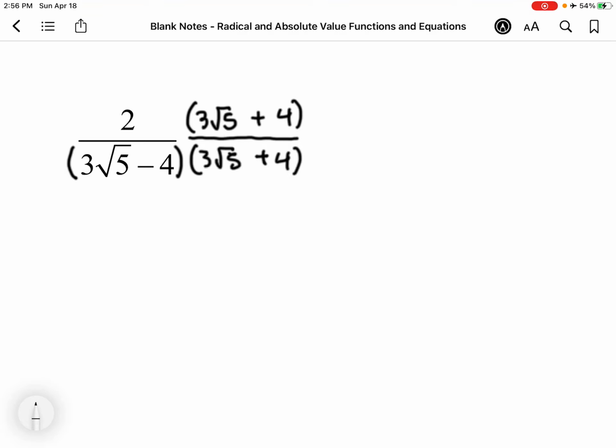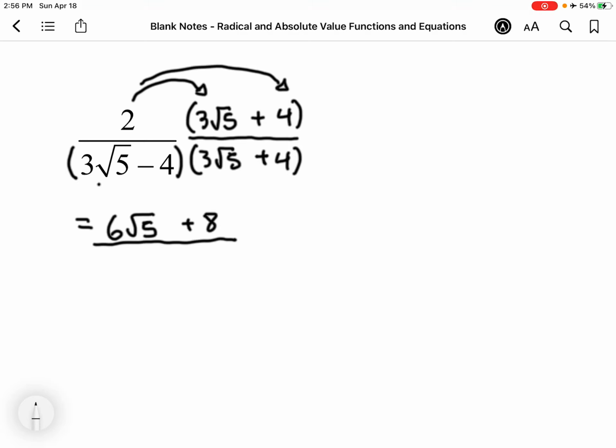In the numerator, what we're going to get is 2 times 3 root 5 is 6 root 5. And then 2 times 4 is 8. So plus 8 over, in the denominator, this is going to be 3 times 3 is 9. And root 5 times root 5 is 5.